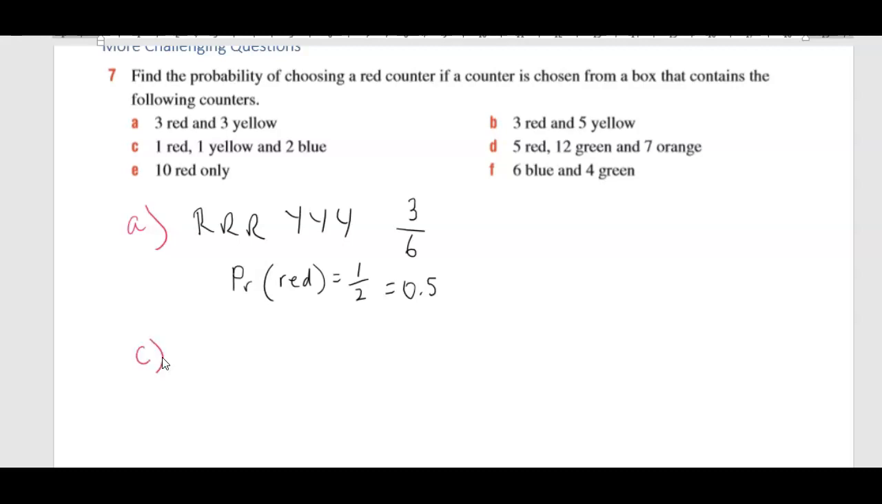Let's do C. So we've got 1 red, 1 yellow, and 2 blue. So we've got 4 counters in total, but one of them is red. So the probability of obtaining a red counter is going to be 1/4, or as a decimal is 0.25.